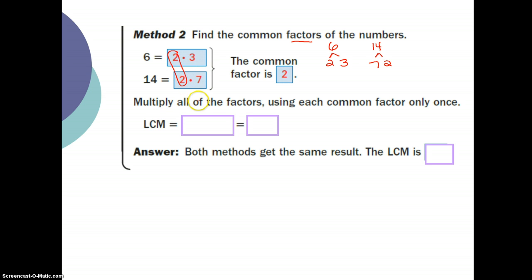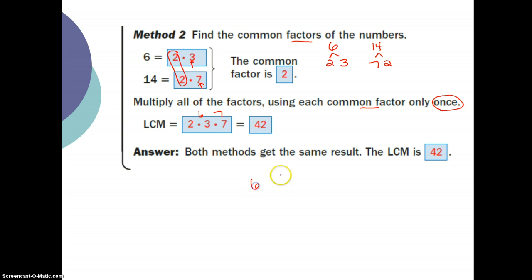and then we multiply all of the factors using the common factor only once. So you're going to think of this 2, even though there's two 2's here, because they're in common, we're going to use that 2 once. And then we have this 3 and this 7. So 2 times 3 times 7, which is 6 times 7, which is 42. Both methods get the same result. So the LCM is 42.